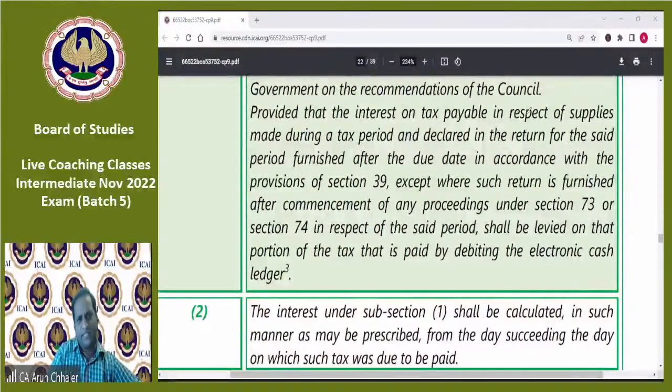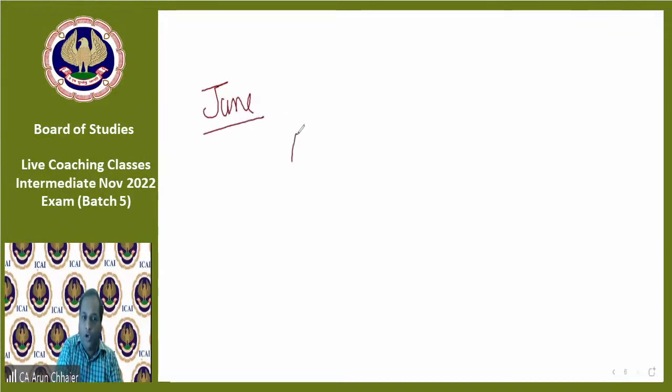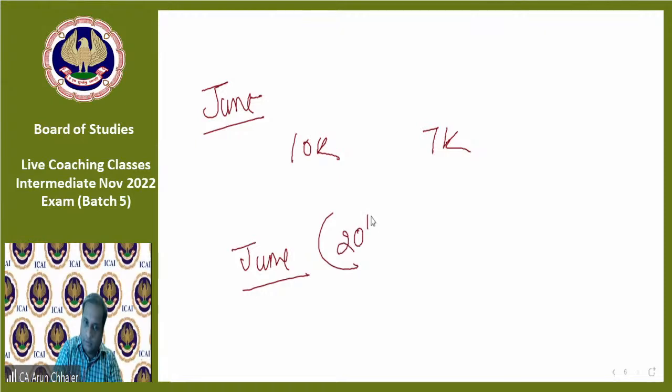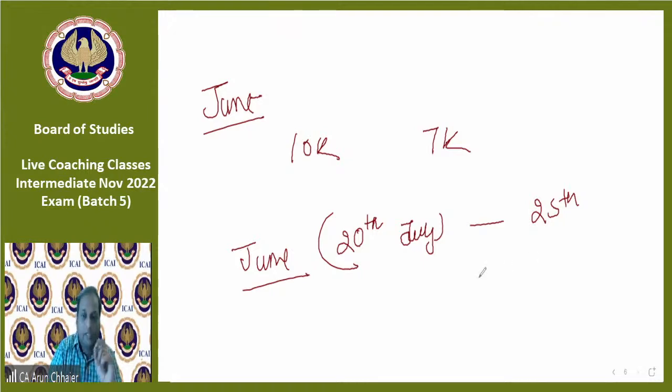Let's repeat again, once again, for the benefit of all. See, I have the liability for the month of June. Gross tax liability is 10,000. I have the ITC of 7,000 for June. And suppose I am filing the June month return. Due date is 20th July, but I am filing on 25th July. So I am paying the taxes to the government 5 days late. So I need to pay the interest.